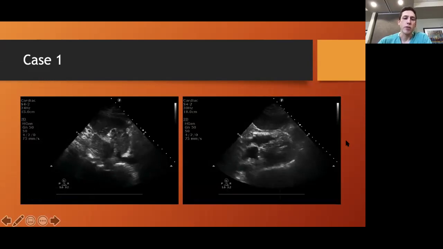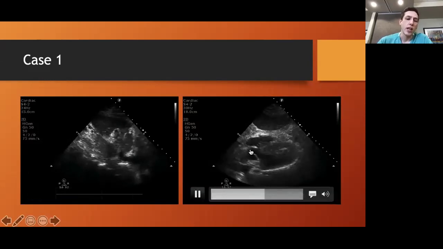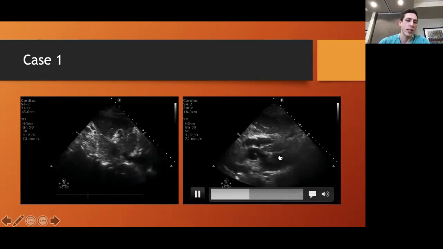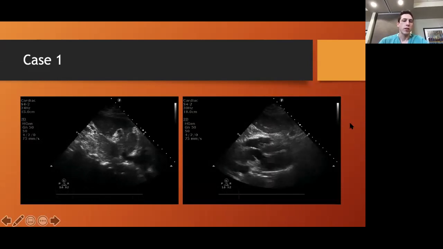And in our image on the right, we have a subcostal apical 5-chamber view. And I think you'll be able to appreciate that this left ventricular cavity is completely empty. At the end of diastole, it's marginally filled at best. So this one's kind of a no-brainer.